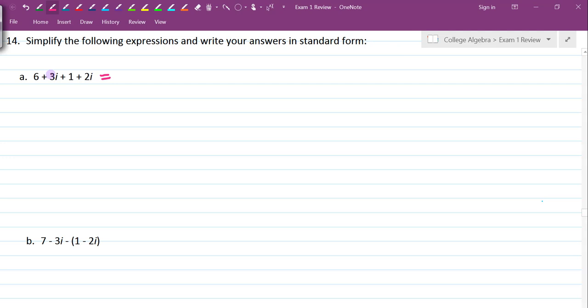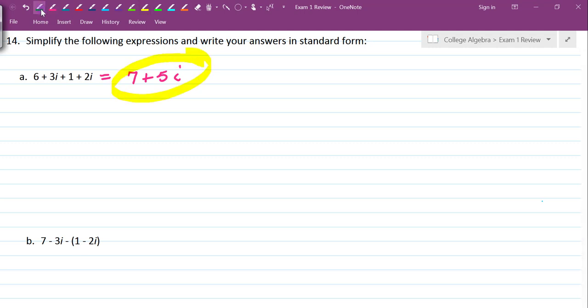So the first thing we're going to want to do is combine like terms. You notice we have a 1 here and a 6. So we're going to combine that so that we end up with 6 plus 1, so that is 7. And then we have a 3i and a 2i. So all we're going to do is add the coefficients. So we'll add the 3 plus a 2 and we get plus 5i. And that is the answer for the first problem.